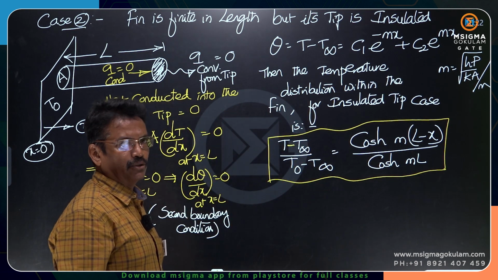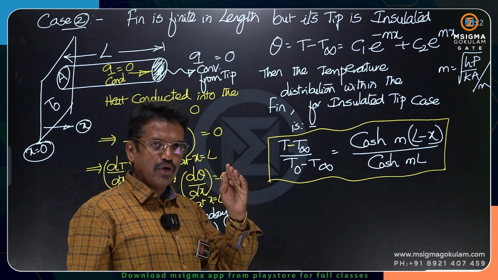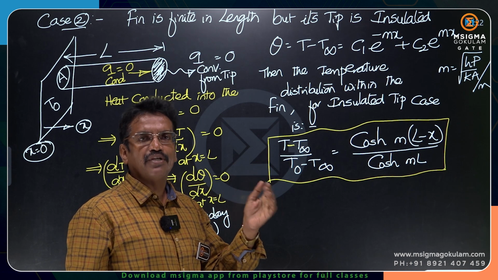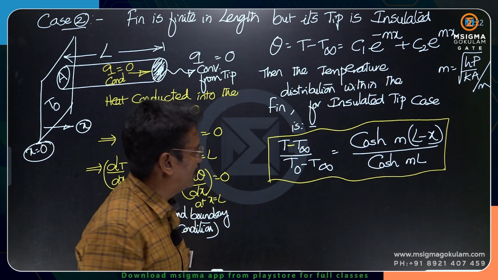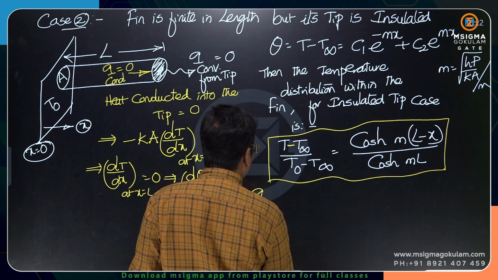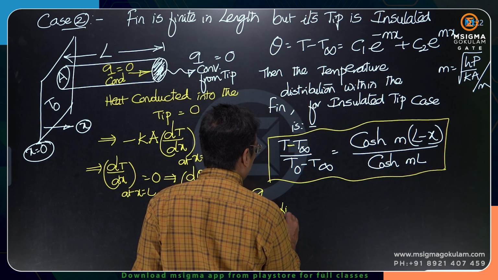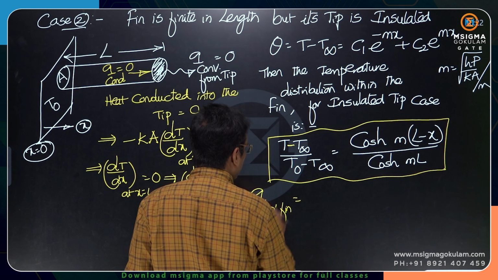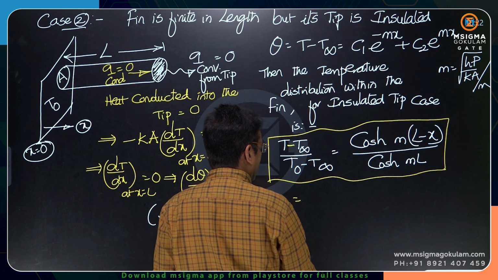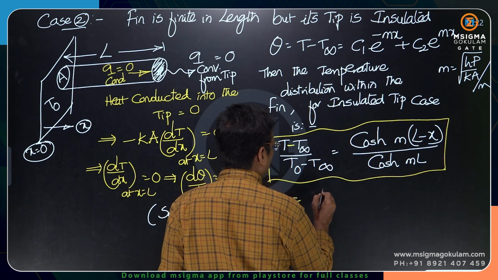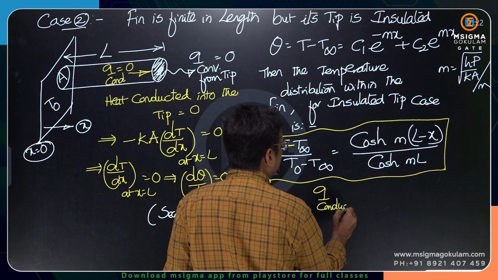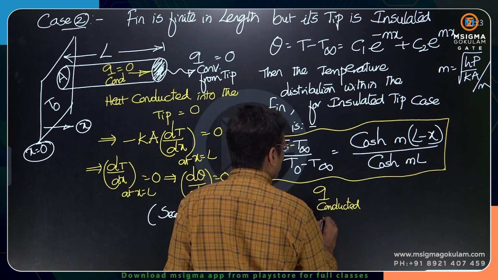This is the first objective. In every fin problem, we are dealing with two objectives. One is the temperature distribution within the fin. The second is the heat transfer rate through the fin. I had given you in the earlier class the general rule for calculating the heat transfer rate through the fin: Q conducted into the fin at x is equal to 0.